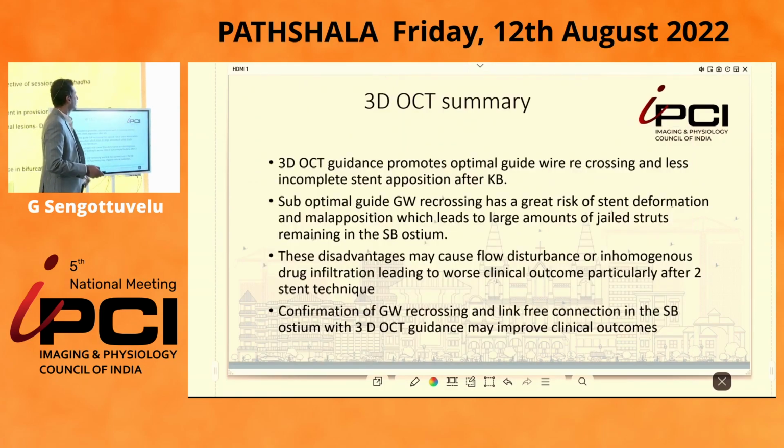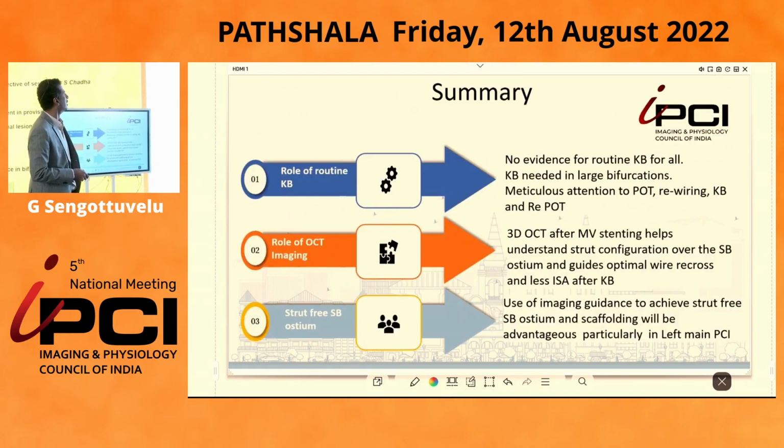So to summarize, 3D OCT is very useful, particularly to understand the struts across the side branch ostium and to cross in the distal strut in provisional stenting, so that we get an optimal result. To conclude, there is no evidence for routine kissing balloon for all, but kissing balloon is obviously needed in large bifurcations. It's very important to have meticulous attention to POT, because that is going to open up the distal struts, and we are able to wire distally and then perform an effective kissing balloon dilatation.